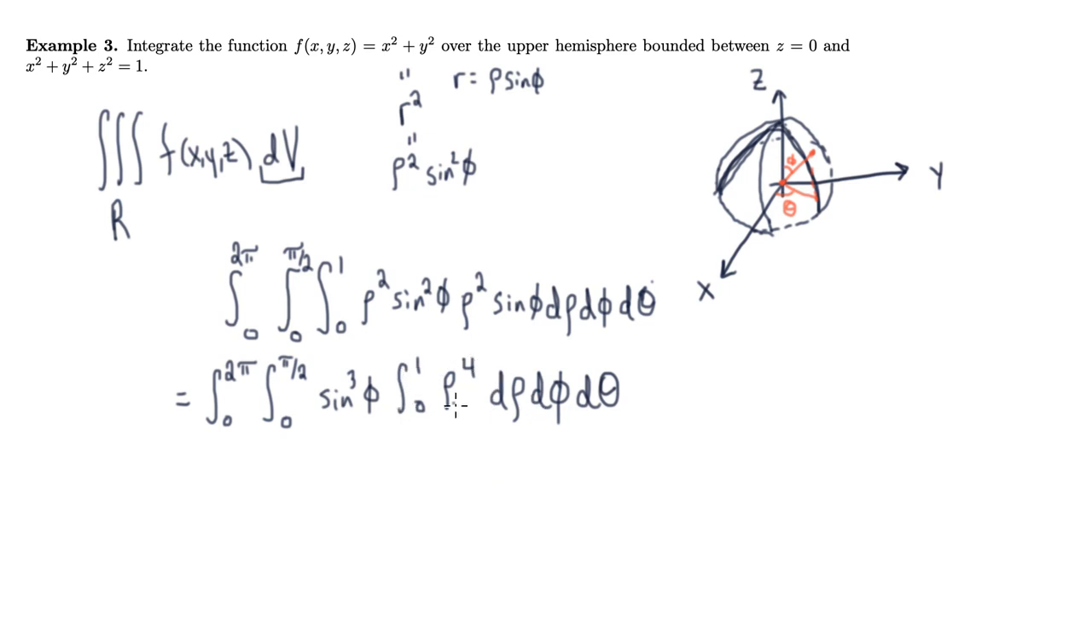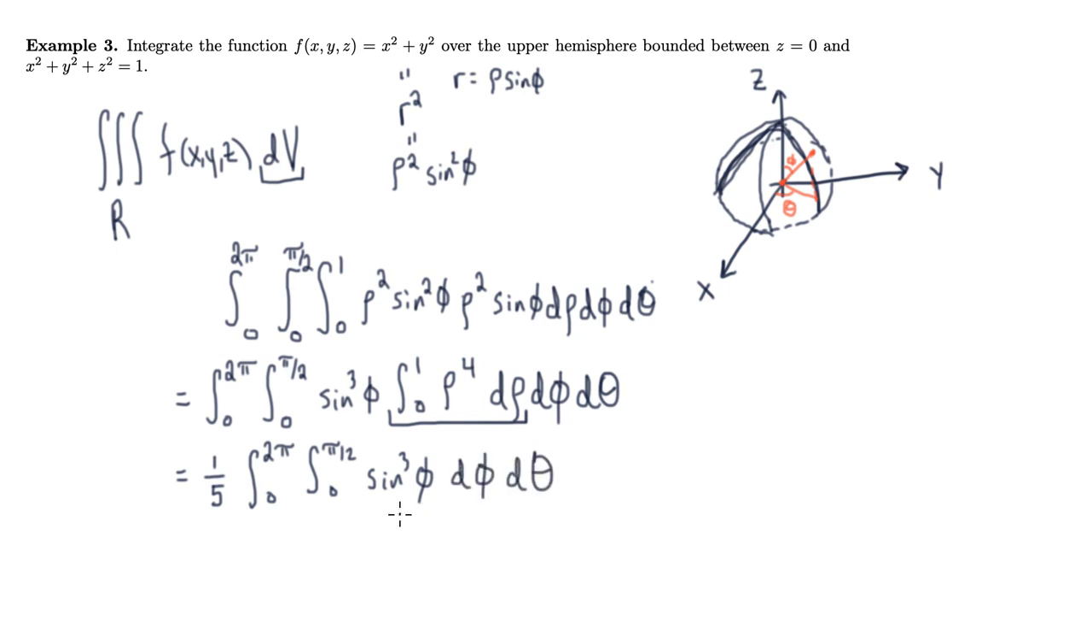And then this is a walk in the park. So an antiderivative is rho to the fifth over 5. I'm just evaluating from 0 to 1, so that just gives me a factor of 1/5. Again, this inner integral gives me 1/5, so I'm just going to put 1/5 all the way out. It's just a constant. Then I have 0 to 2 pi, and then I'm integrating from 0 to pi over 2 the function sine cubed phi. And here we have d phi and d theta.